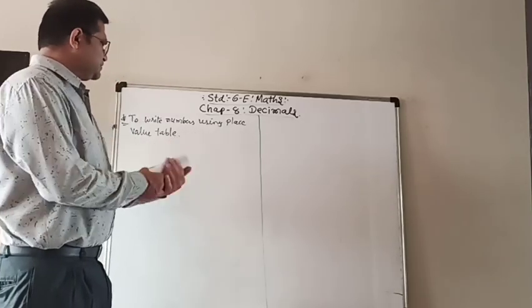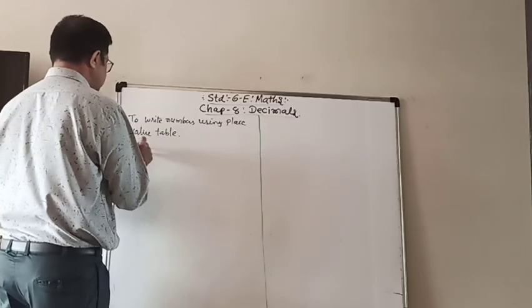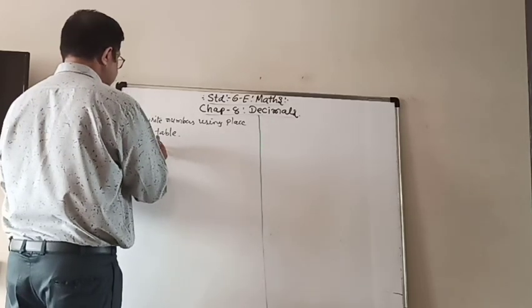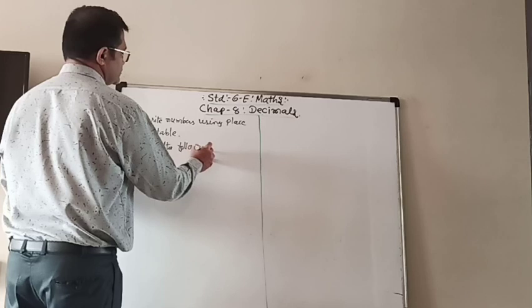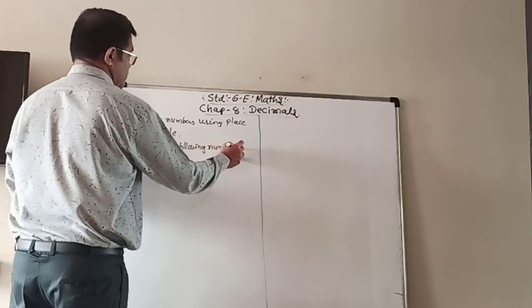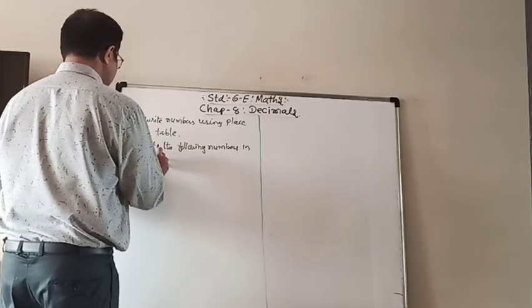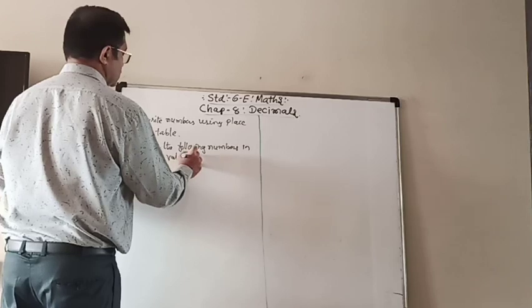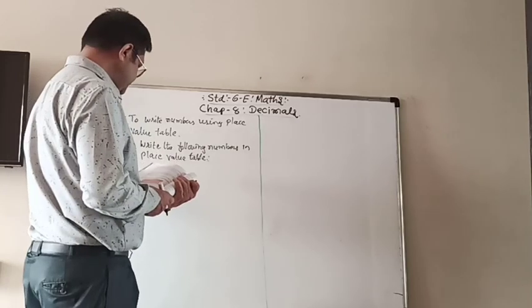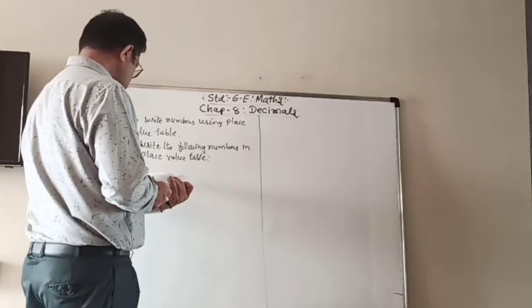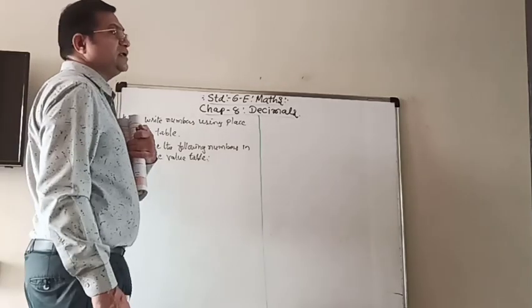Now take some example numbers. Example: write the following numbers in the place value table. So now I will put the numbers down directly in the table.